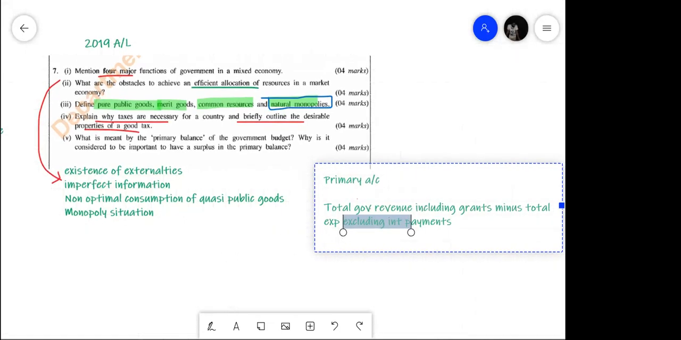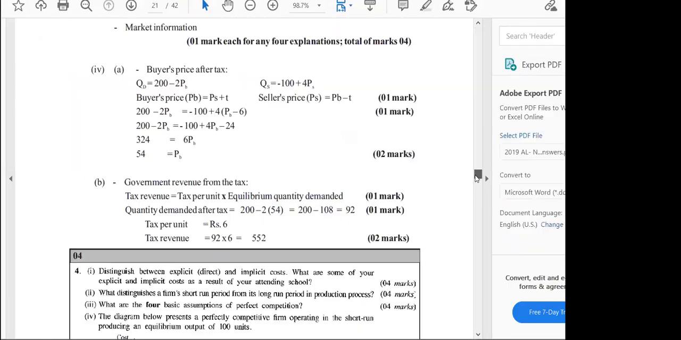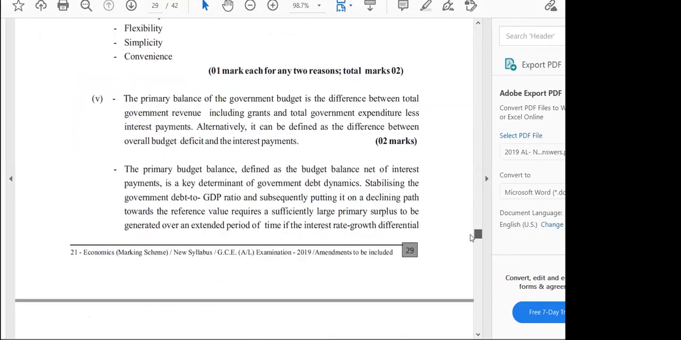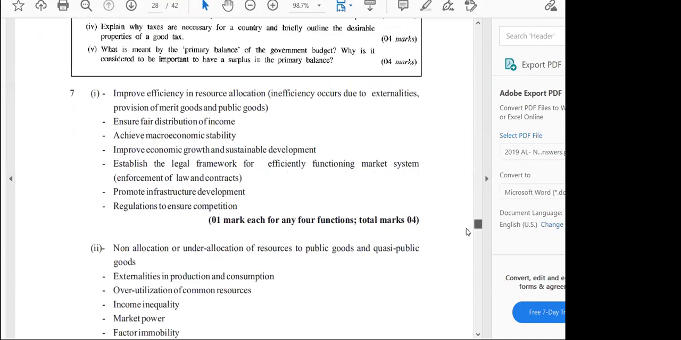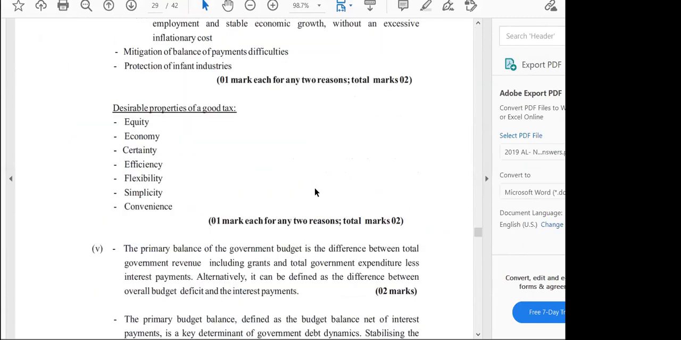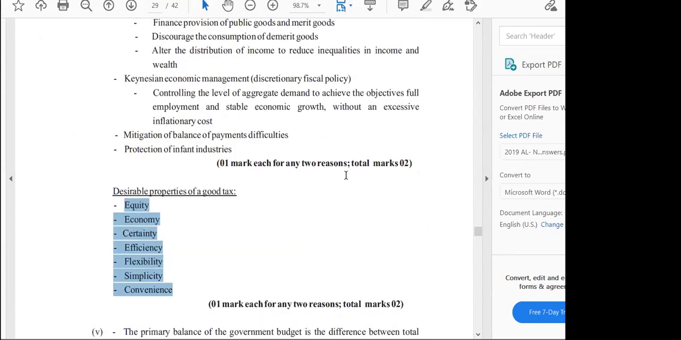Then in this case, I'll share the answer itself. Why is it considered important to have a surplus in this? Why should you have a primary account surplus? So this is the original marking scheme. Question number 7. Even though they say outline, guys, I would have given one mark for two reasons.